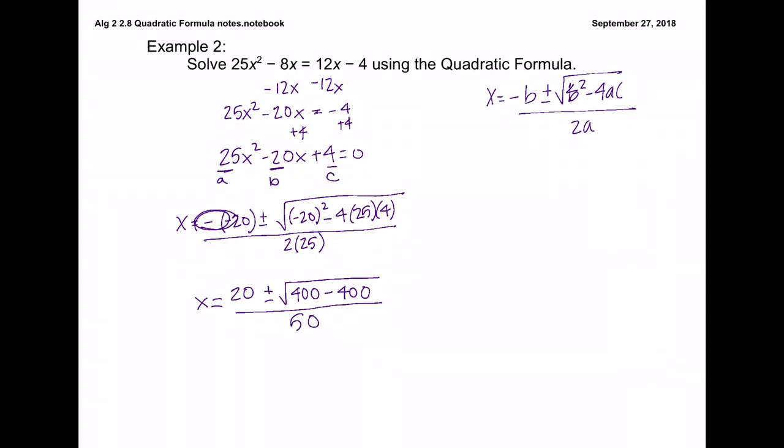400 minus 400 gives us a 0 underneath our radical, over 50. The square root of 0 is 0. So we have x is equal to 20 over 50, which reduces to 2/5. And there is one real solution for this quadratic equation.